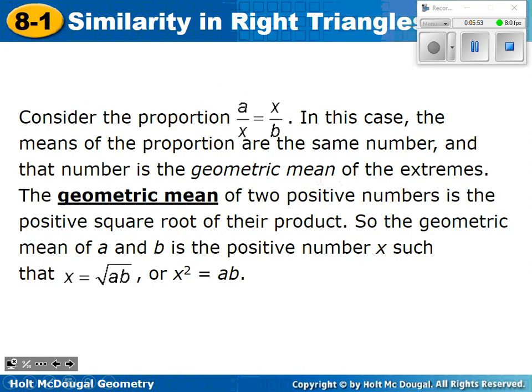Not too terrible, right? The next thing they talked about to come up with these two shortcuts was the idea of geometric mean. And so I didn't explain to you what that was. So let's understand what geometric mean is, and then you're going to have some problems where they're going to ask you to find the geometric mean.